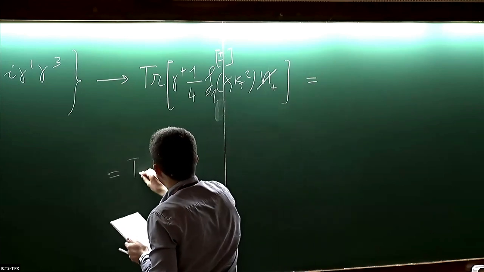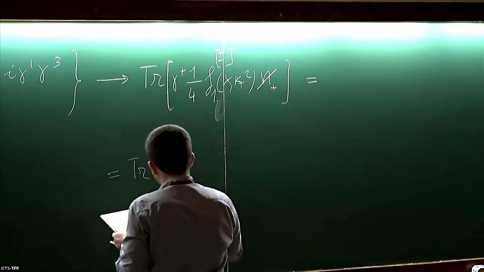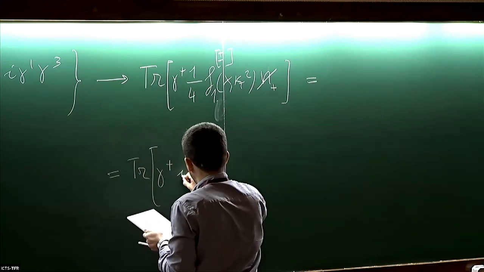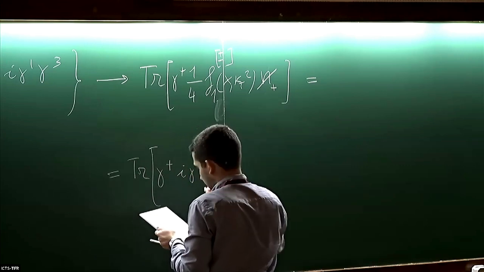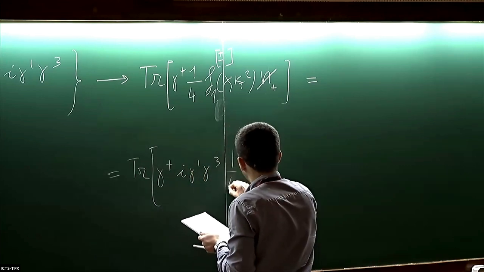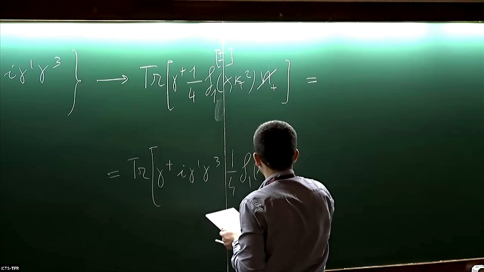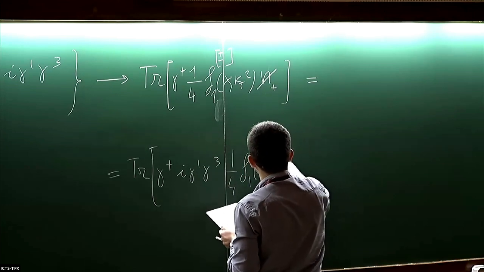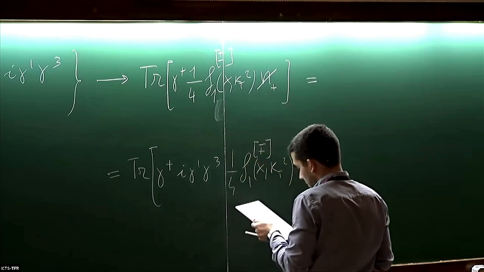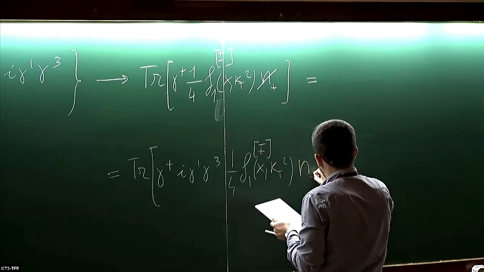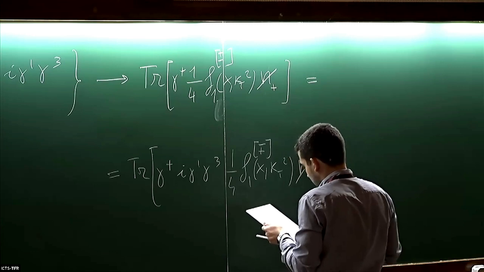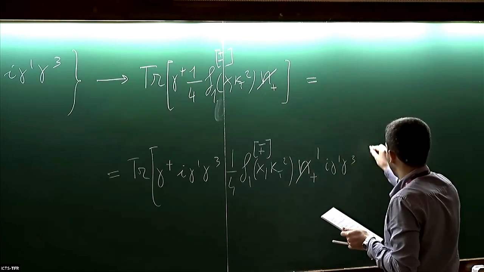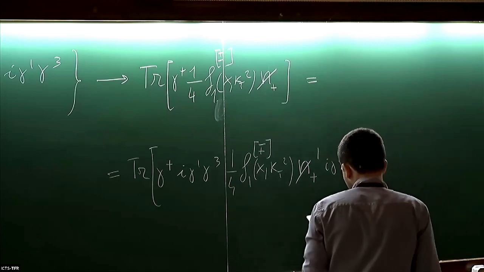This is equal to the trace of, again, gamma plus, then you have I, gamma 1, gamma 3, 1 over 4, F1 of x, k_T squared, with the other gauge link, minus plus, n plus prime, I, gamma 1, gamma 3.